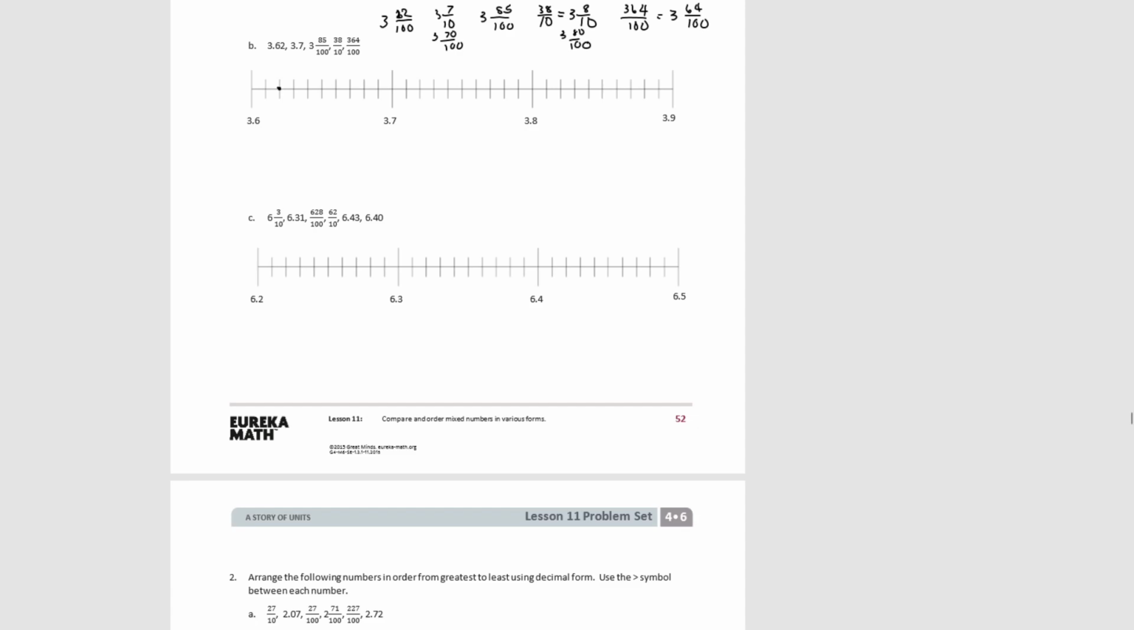So I'm going to write the original form of the number. If you still need to write the converted form so you don't lose your place, that's fine. But if you can skip that step, that's fine. Here, 3 and 7 tenths is already marked on our number line. Then 3 and 85 hundredths, here's 3 and 80 hundredths. So this would be 3 and 85 hundredths.